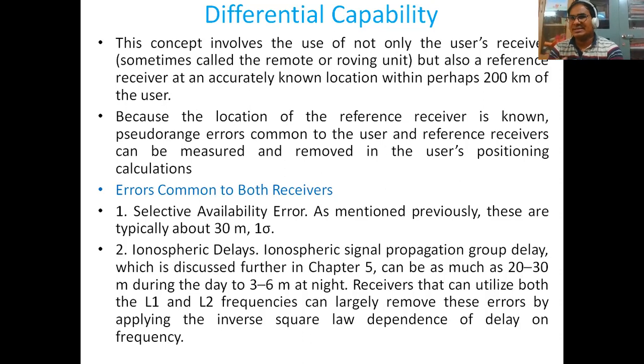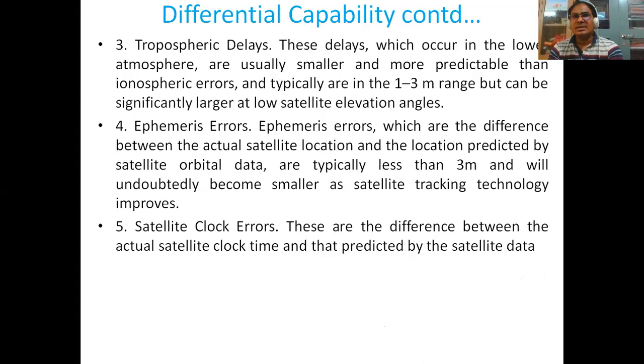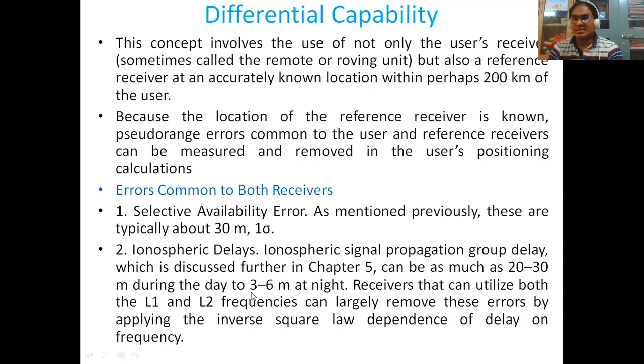Selective availability error: because of the introduction of selective availability, it will cause an error of around 30 meters. And ionospheric delays: the signal has to travel through the ionosphere, so it will induce some ionospheric delays. The receiver must be able to calculate and reject them, so proper correction is to be done. Another one is tropospheric delays, when the signal travels through the tropospheric region, which also induces errors, around 1 to 3 meters. The ionospheric delay is around 3 to 6 meters. This is more.